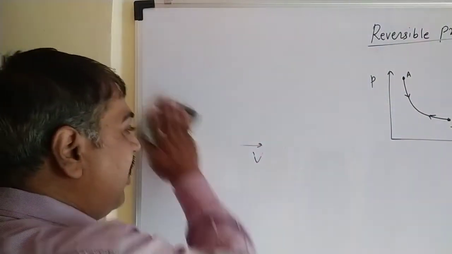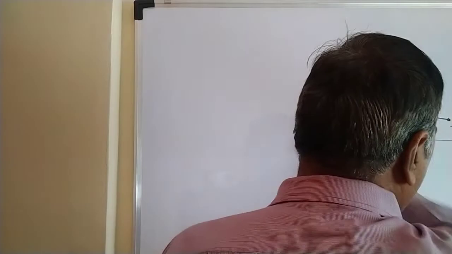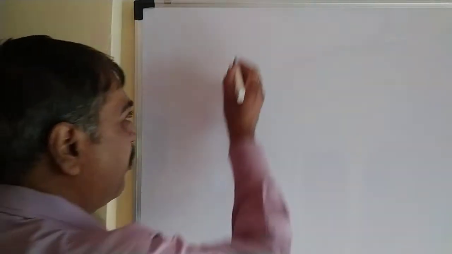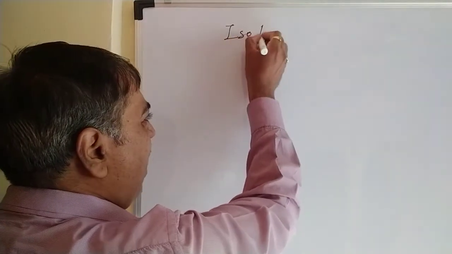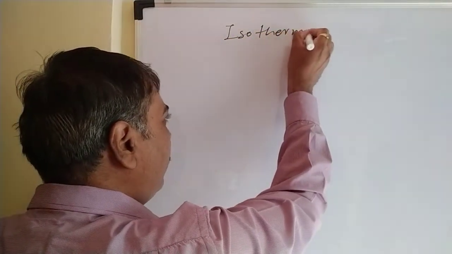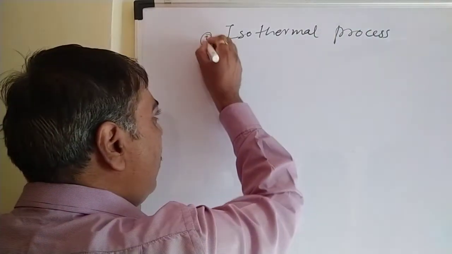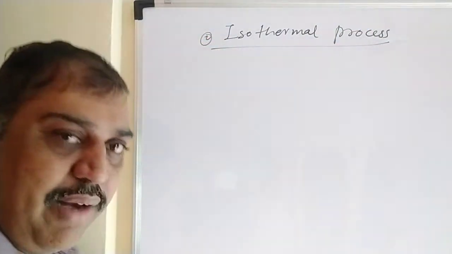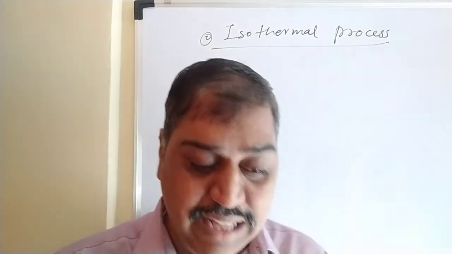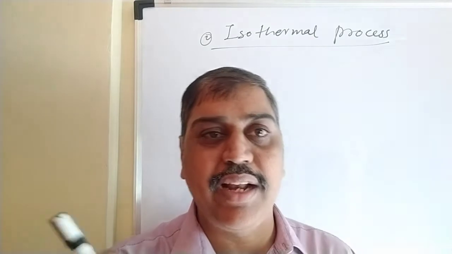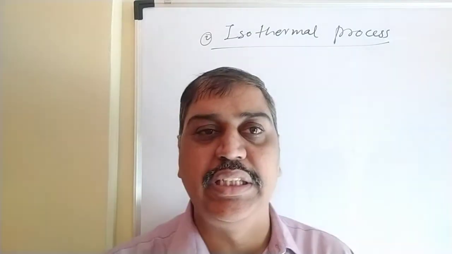So we have learned the reversible and irreversible processes. Now let's go to the second process, which is the isothermal process. So let's start with this isothermal process. What exactly occurs in this second process that we have to learn? As its name suggests, it is an isothermal process. While doing this process, the temperature remains constant. There is no change in temperature.